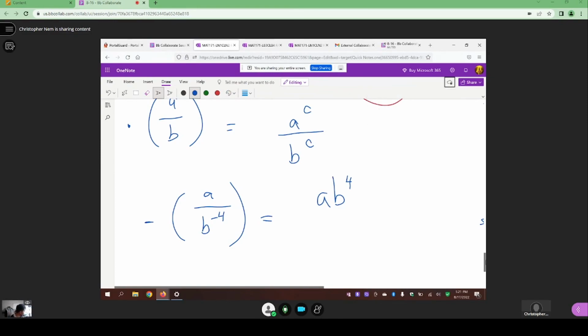So I encourage you to try some problems in the book. You can definitely find some in the book. They have some very good ones. Look at your homework for those. But that is pretty much what exponents is all about.